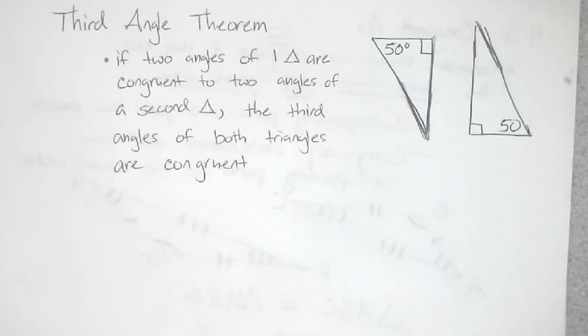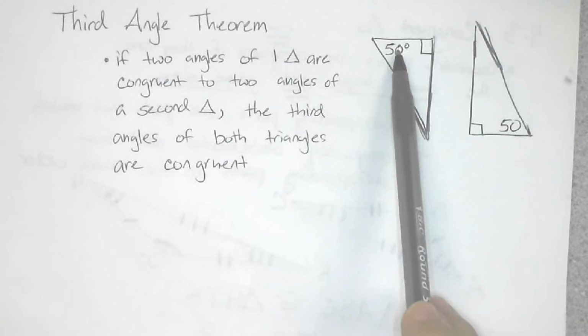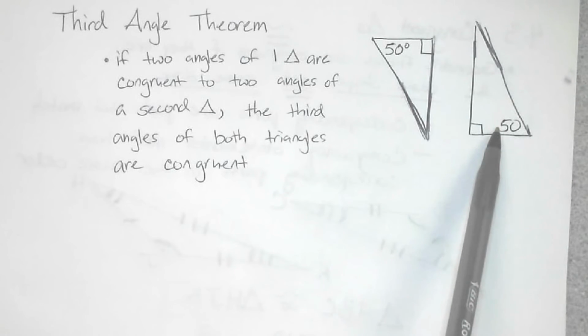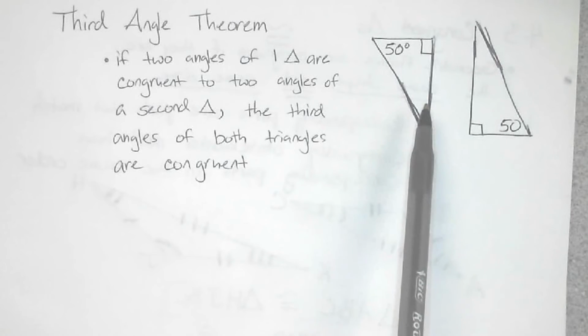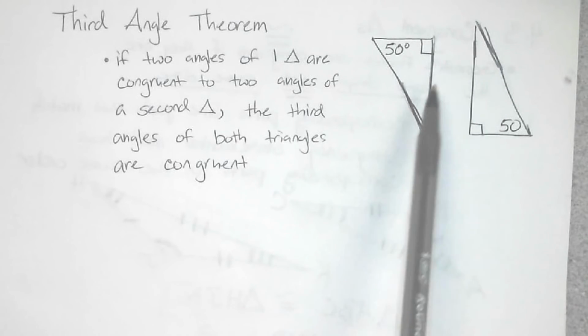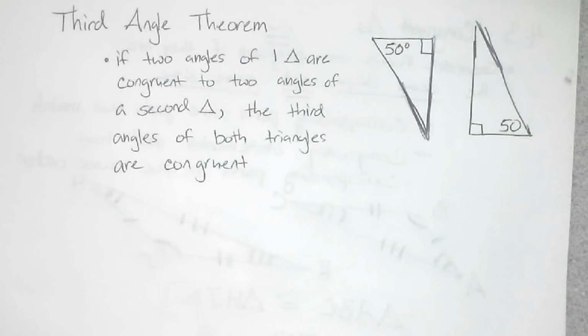Now, the last thing we have to go over is what's called the third angle theorem. And basically it says if you have two triangles and two of the angles on one triangle are congruent to two angles on a second triangle, just like here, 90 and 50, 90 and 50. So two angles on one triangle are congruent to two angles on the other triangle, then the third angle on both triangles has to be congruent.